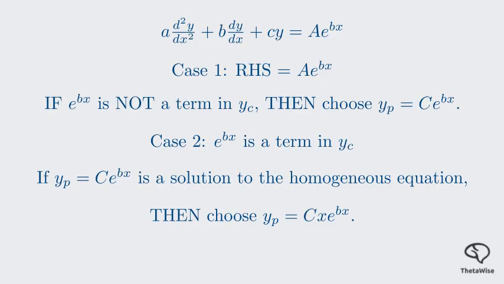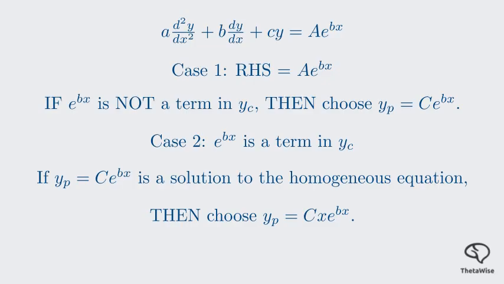Let me rephrase that. The modification is necessary when the function we would normally choose for yp is a solution to the homogeneous equation. When this happens, we must multiply our standard choice by x to ensure that yp is linearly independent from yc. We must always compare our initial choice of yp to the terms in yc. This comparison step is absolutely critical and a common point where students make mistakes.